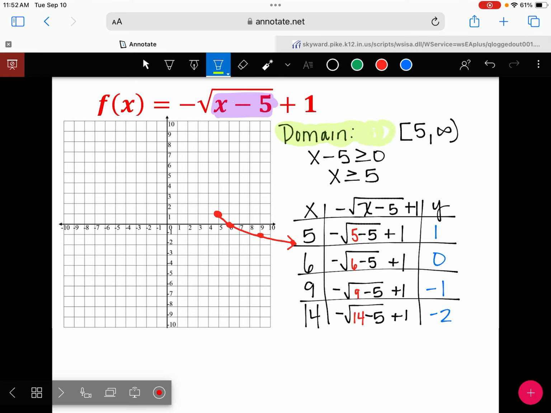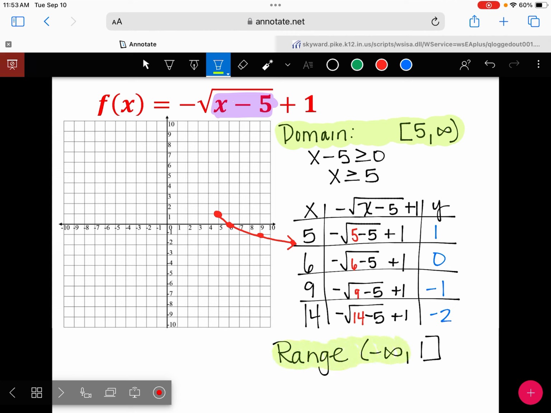So this is my domain. And what do you think my range is going to be? That's a little tricky. What'd you say? Not 5. Oh, I'm stupid, sorry. You're not stupid. We don't say that. Negative infinity to 1. So my range would be negative infinity to 1, because notice that my y values are getting smaller. They're starting at 1 and getting less than 1. So y is less than or equal to 1. So that would be my range.